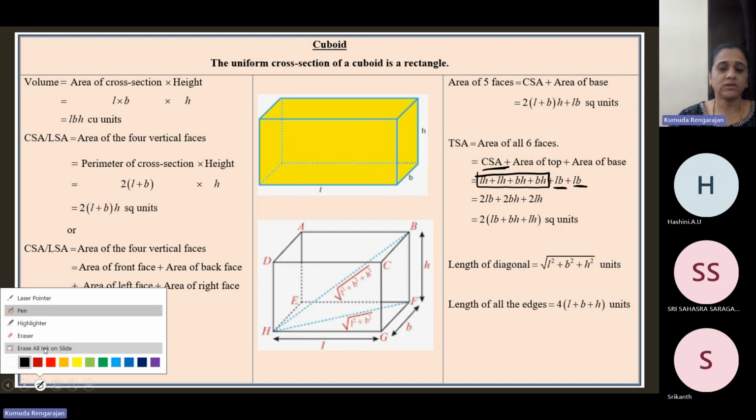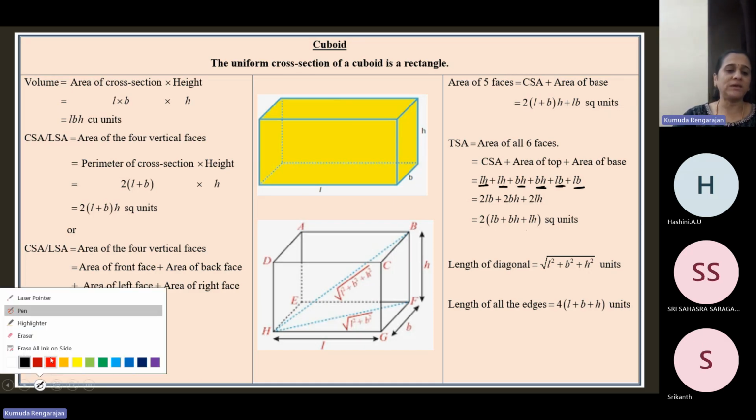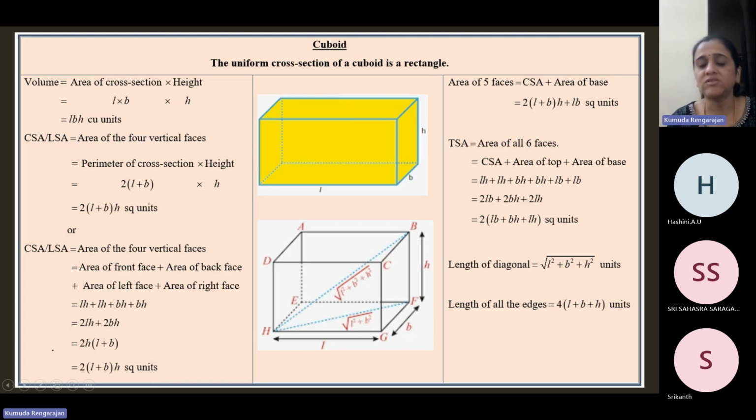So now what do you see? You have LB 2 times, BH 2 times, LH 2 times. And only 2 is common now. Here 2H was common. Here only 2 is common. So in the bracket you have LB plus BH plus LH. So 2 of LB plus BH plus LH is the formula to find the total surface area of a cuboid. Front face L into H. Back face L into H. Right side B into H. Left side B into H.